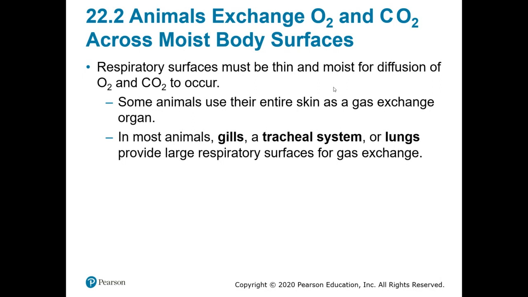So we'll look at different organisms and how they are able to get oxygen into their blood. And there's several different ways. In most animals, gills, a tracheal system, or lungs provide the large respiratory surfaces. But again, some animals use their skin for that, but they have to live in a damp environment. If an earthworm, for instance, crawls out on your sidewalk and it's a hot day, it's not going to make it very long. It'll end up drying up and dying. So it has to stay underground in that moist environment in order for it to carry out its gas exchange.